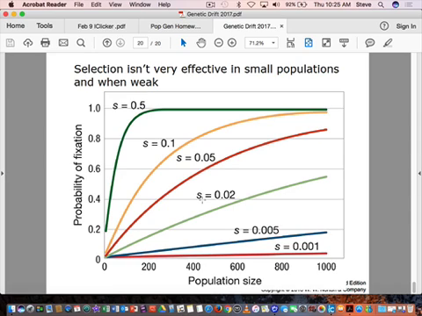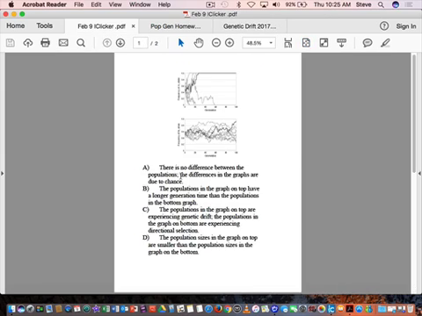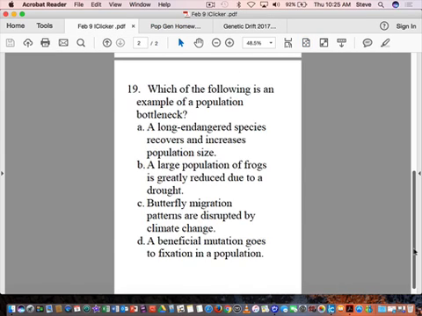Okay, so the key, I don't want you to get too bogged down on this, but selection isn't very effective in small populations and when it's weak. It can't really work. So drift kind of overwhelms selection when selection is really weak. Okay, and selection is very effective in even small populations when it's strong. Okay, let's do one last iClicker. I think this is fairly straightforward.